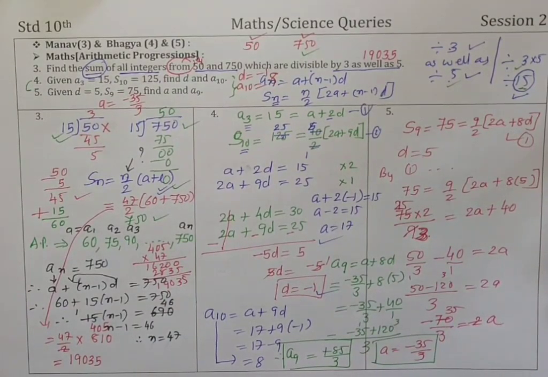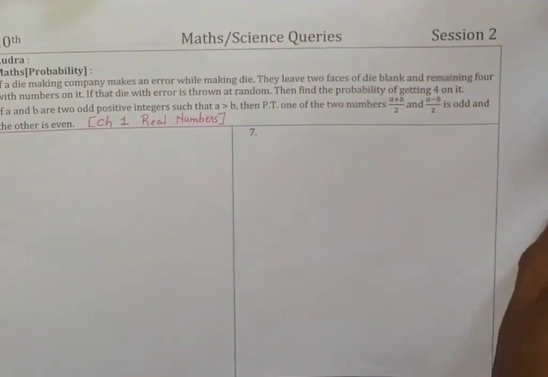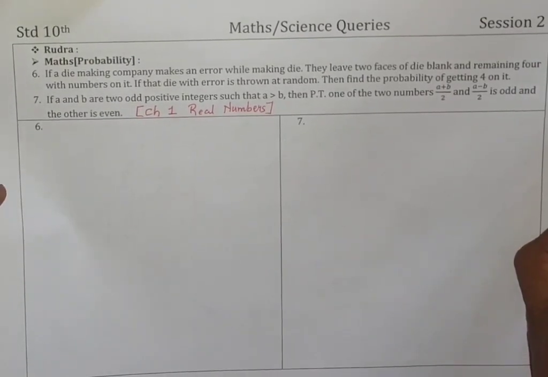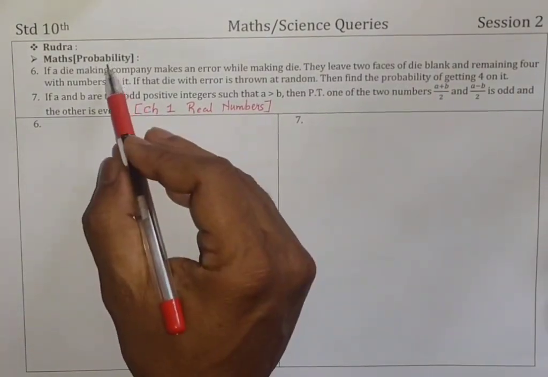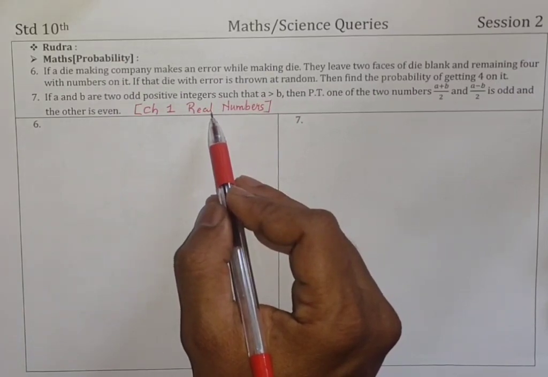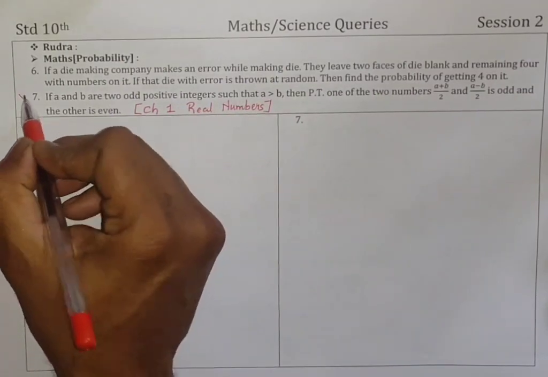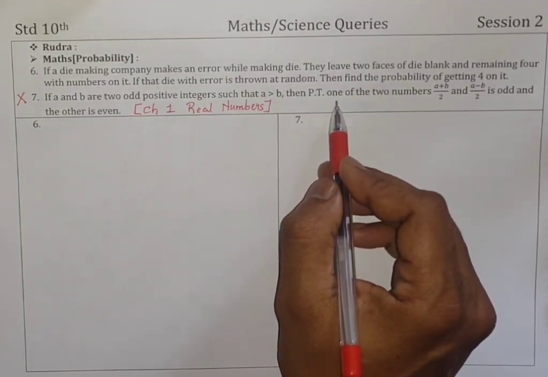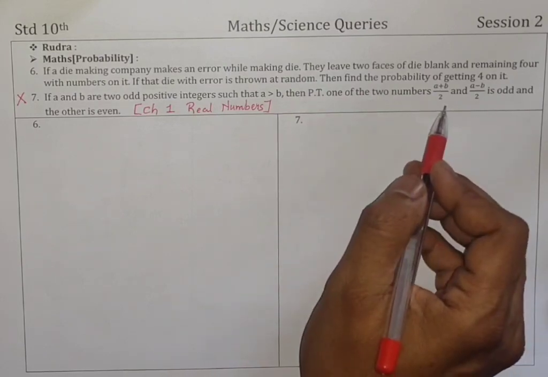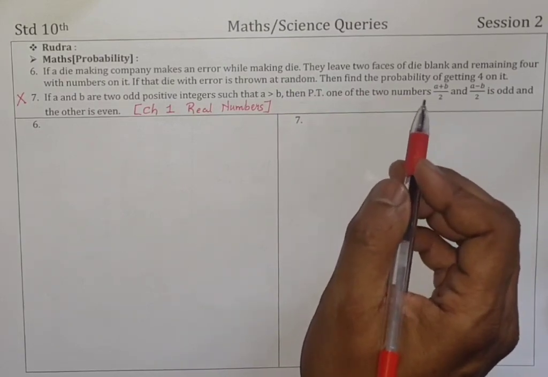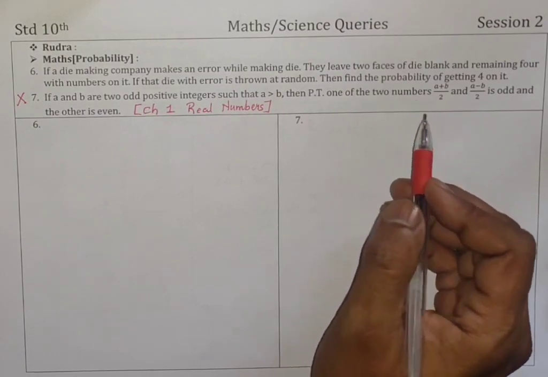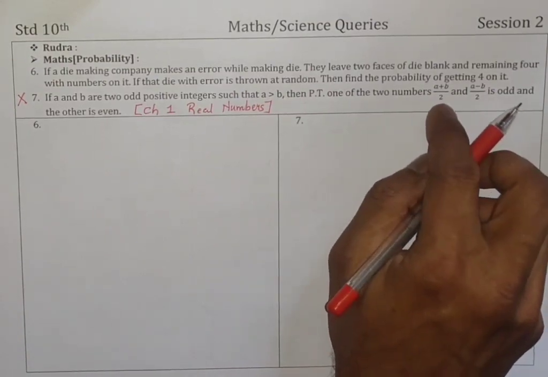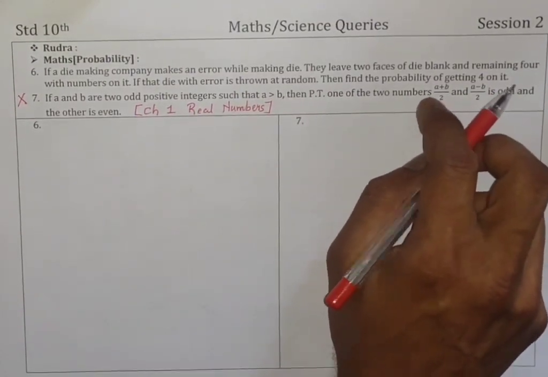Is that clear, children? Fine. All right. I have 2 more questions from Rudra. One is from probability and the other is from the first chapter, real numbers. Rudra, this type of sums, this concept is omitted. Why do you ask this type of questions, or why are you preparing this type of questions at this stage of your study? You should avoid it. Since you have asked, I'm going to do it, but please don't study this type of sums just now.